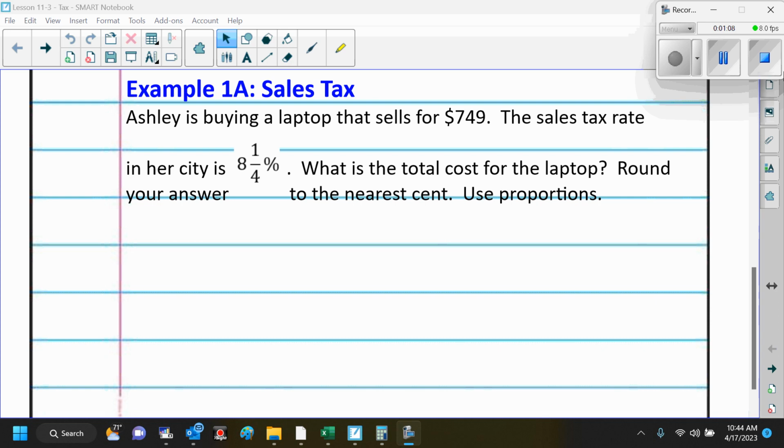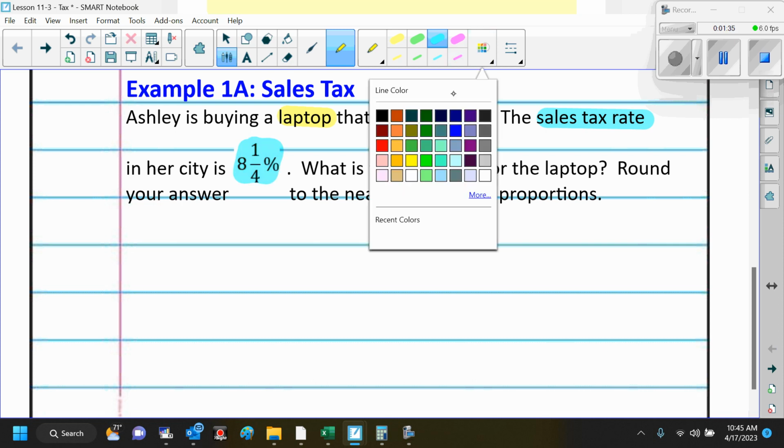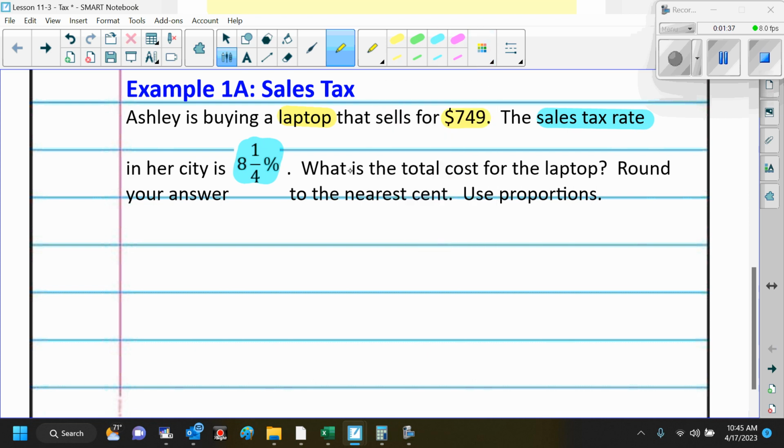So first we want to write down our important information. So the first thing we know here is what? Right. So the laptop sells for $749. What else is important? Right. That sales tax rate in her city is 8 1/4%. And we want to know what is the total cost for the laptop. Is everyone with me?